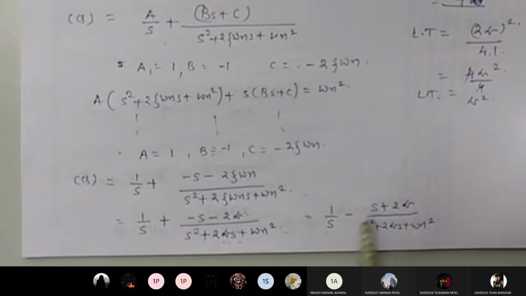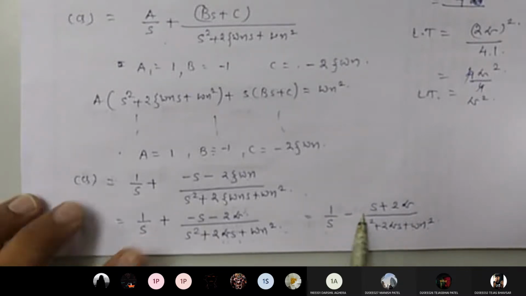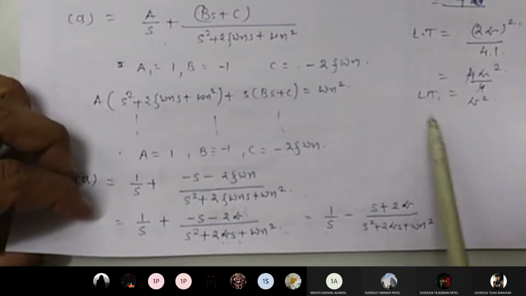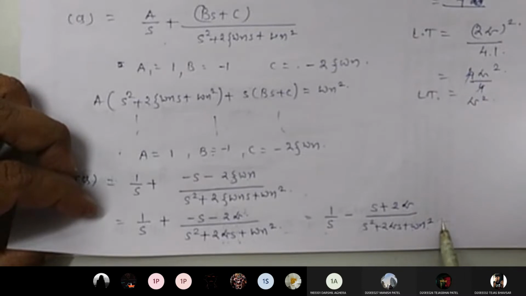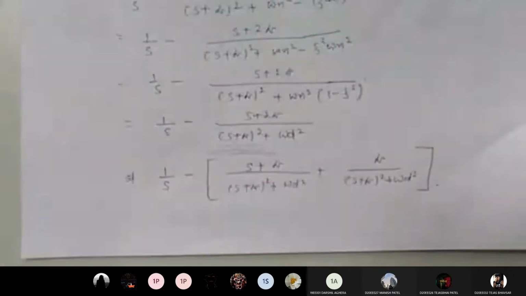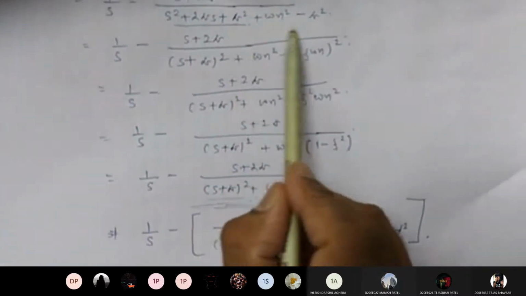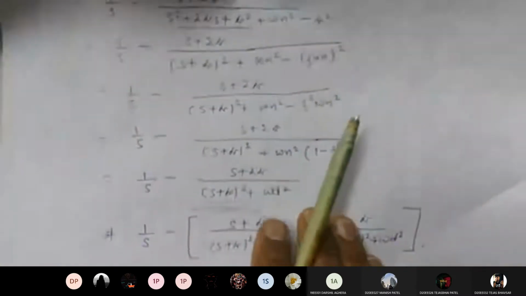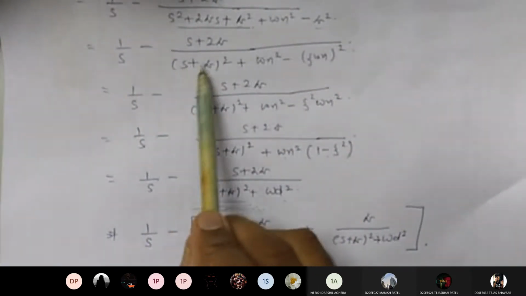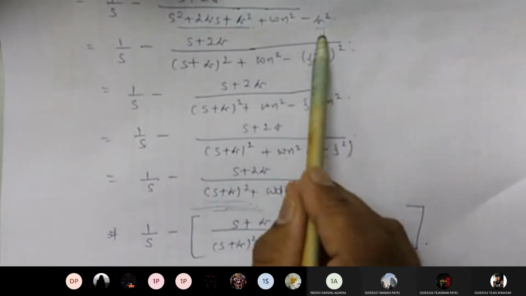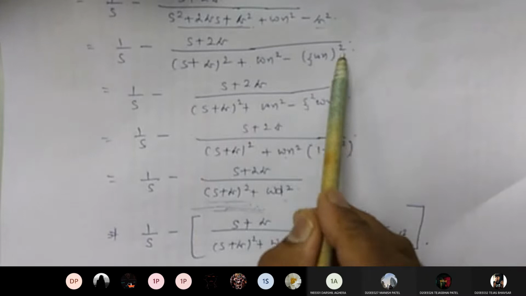So how can I do this? 1 upon s minus, taking the minus quantity common, it will be (s plus 2 alpha) upon (s square plus 2 alpha s plus omega n square). For the last term we need alpha square, so I will add it over here, and later I will subtract it also. So we have added alpha square and subtracted it as well. Then s square plus 2 alpha s plus alpha square is (s plus alpha) whole square, plus omega n square minus alpha square, where alpha is zeta omega n.